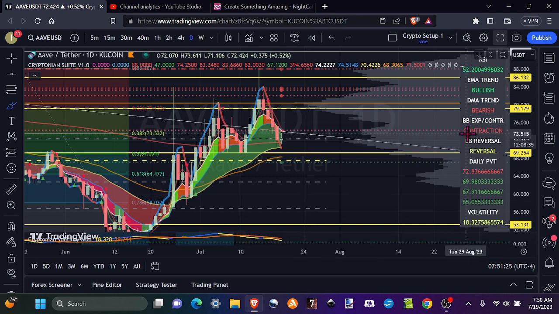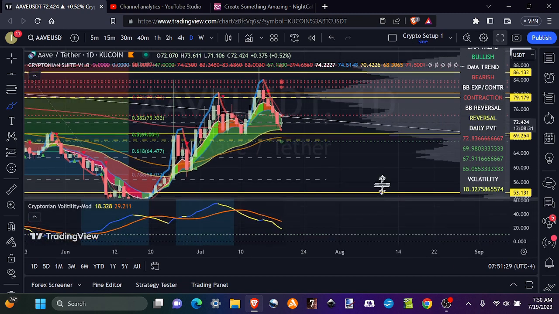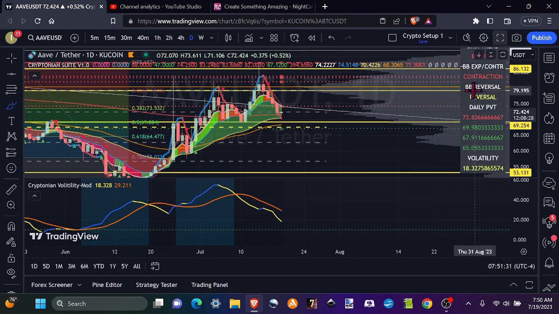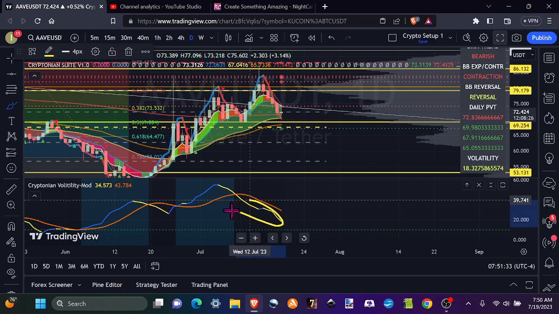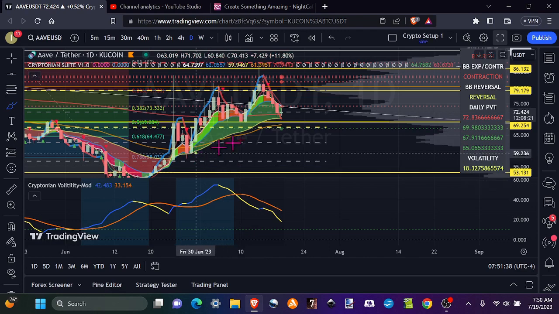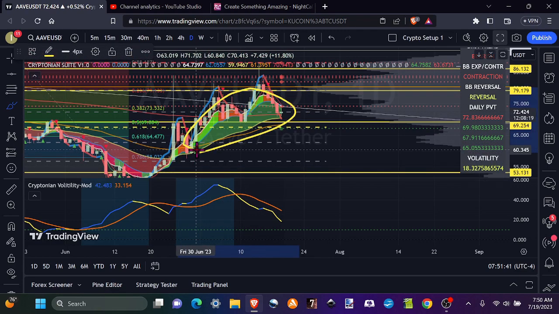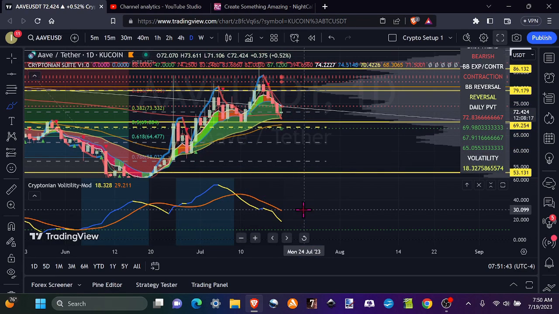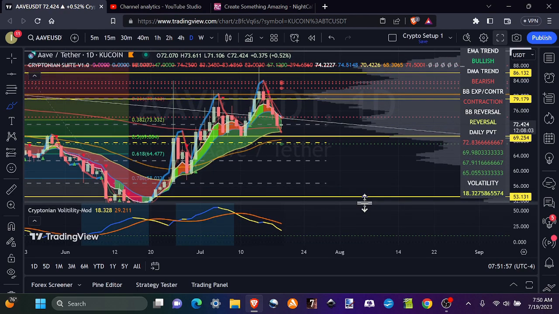So expansion, contraction. We're in contraction, as I have said, and we are in reversal. We have a yellow reversal, which means this line here is yellow. We're in reversal, which means we have reversed from this last move. The last move was bullish. Now it's a little bit bearish or sideways consolidation, below the daily pivot 72.83. Volatility 18, very close to sideways action type volatility.